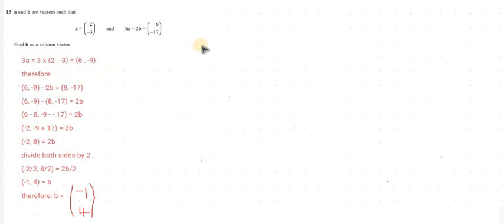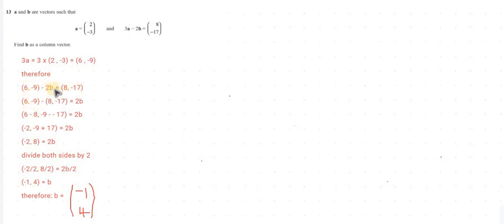Okay, so we know what A is, and it says 3A minus 2B is equal to (8, -17). So, let's find 3A. 3A is 3 times (2, -3), which is (6, -9). So, we can plug that into this equation here. So (6, -9), because I'm writing it horizontally instead of vertically, minus 2b is equal to (8, -17).